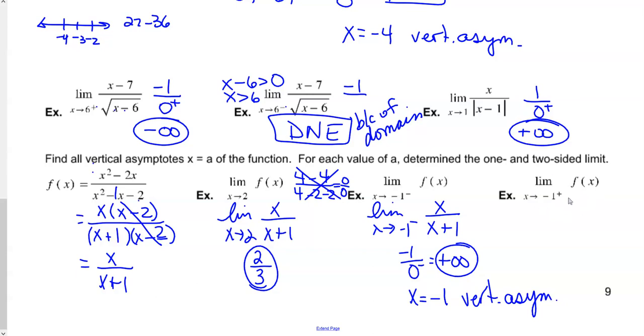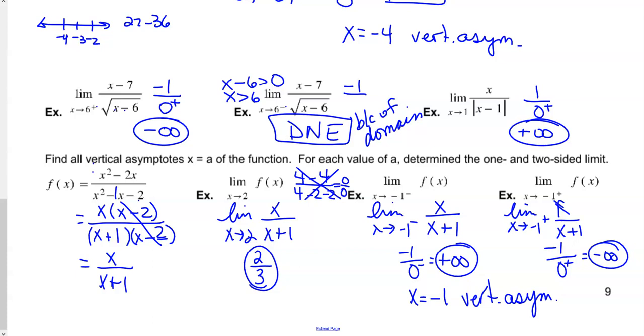All right, now what do I have here? I'm going to take the limit as x approaches -1 from the right of f of x, which is x all over x plus 1. So if I throw in -1, I get -1 on top and a 0 on bottom. But if I go to the right of -1, I'm going to choose 0 this time. 0 plus 1 gives me a positive answer. Therefore, a negative divided by a positive is a negative infinity, and that would be my final answer for that one.